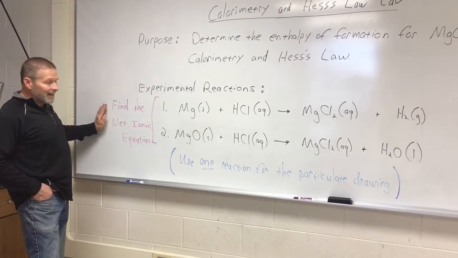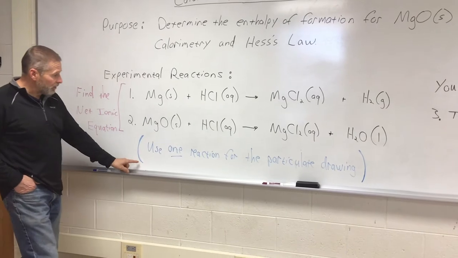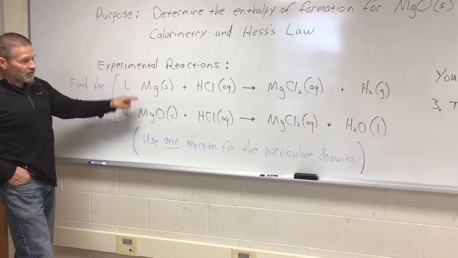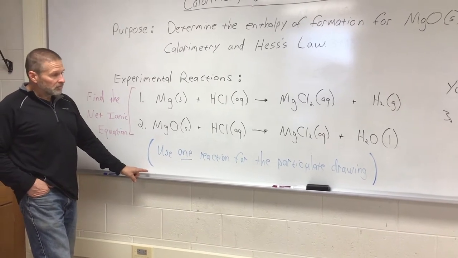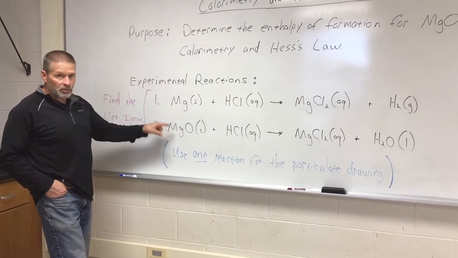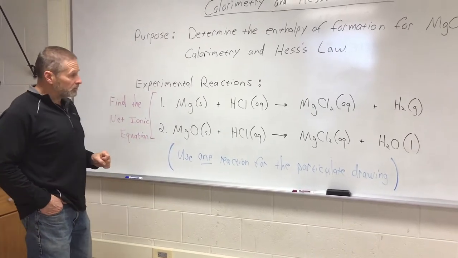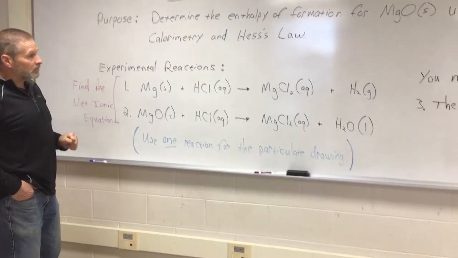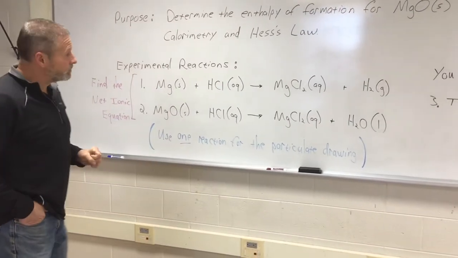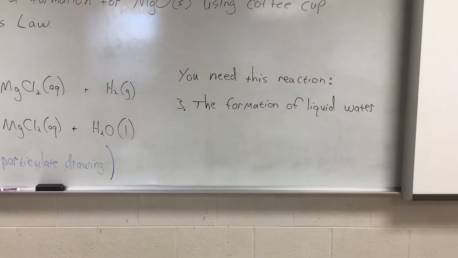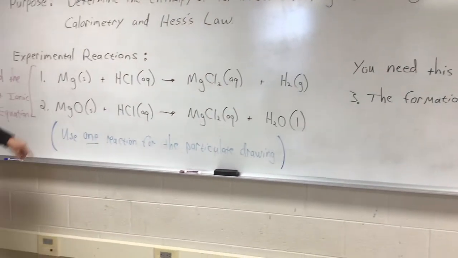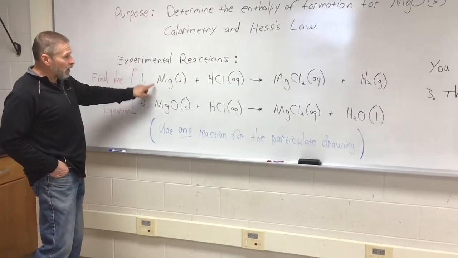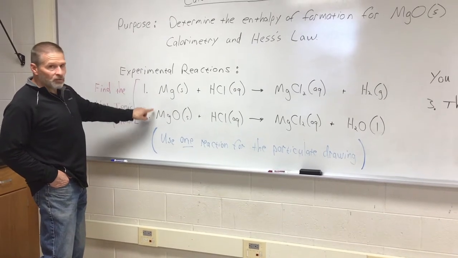And hopefully you can read my blue writing down here. You're going to pick one of these reactions to be the basis of your particular drawing, whichever one you like the best. So, we have these two chemical equations. Those are experimental ones. This one, you have to write the equation and come up with a delta H just from the table. So those are your three given equations. Coffee cup calorimetry will get you the delta H value for these two.